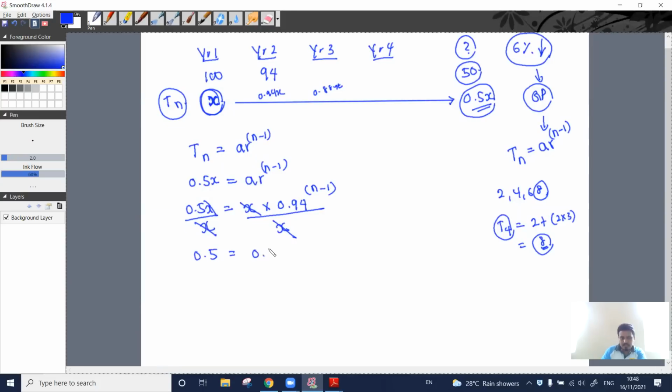On this side, we have 0.94 to the power n minus 1. Right? Then where is our unknown?